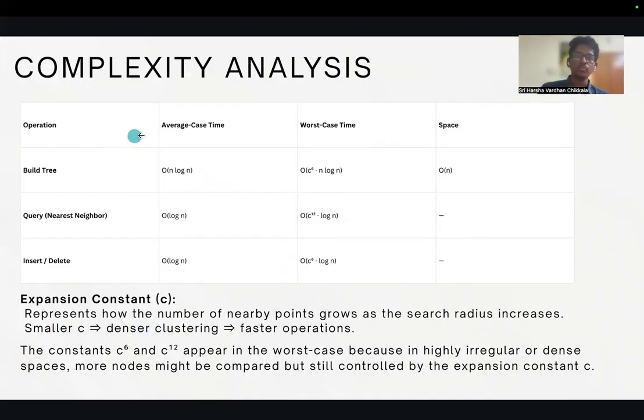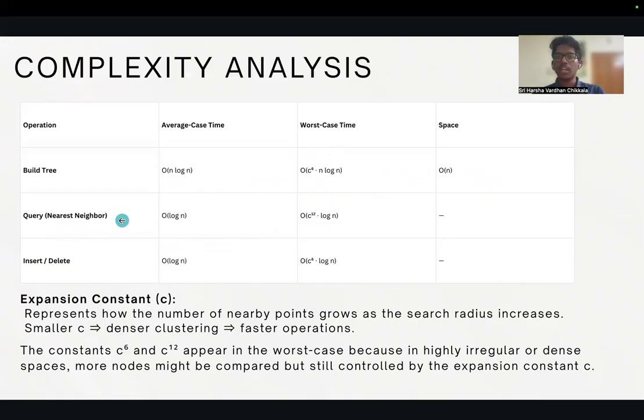Now here comes the time complexity analysis of the cover tree. We'll start with building the tree. We need to build it with n points in total. For each point it takes O(log n) complexity to search or to insert, and for n points we need n log n. In the worst case scenario, we'll require order of C to the power 6 into n log n. And to store all the n points, we need order of n space.